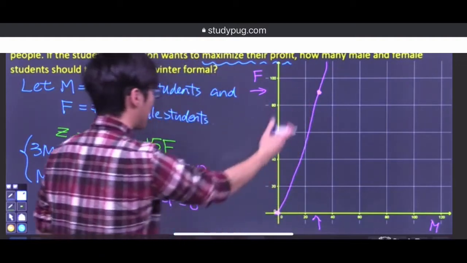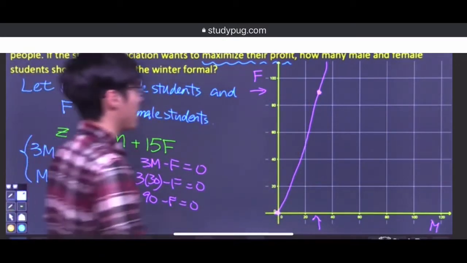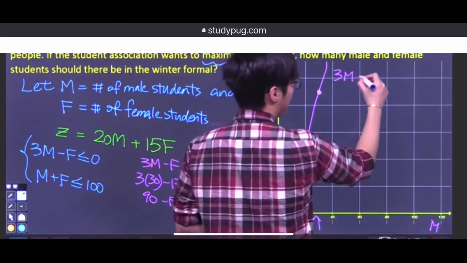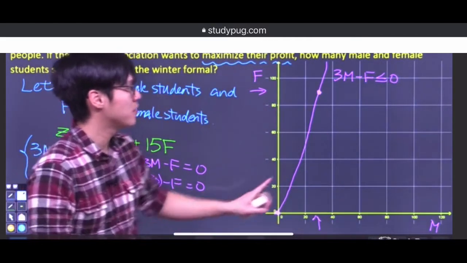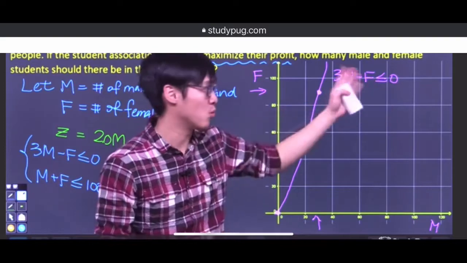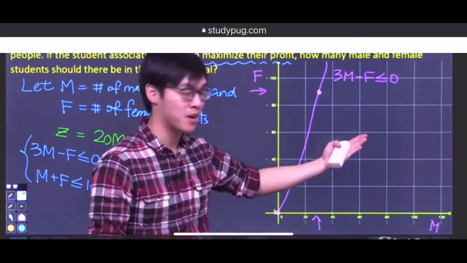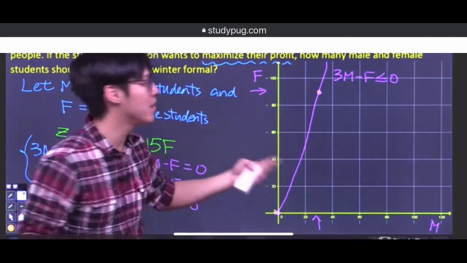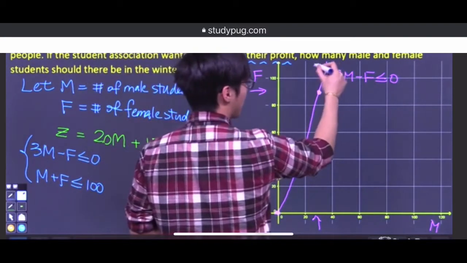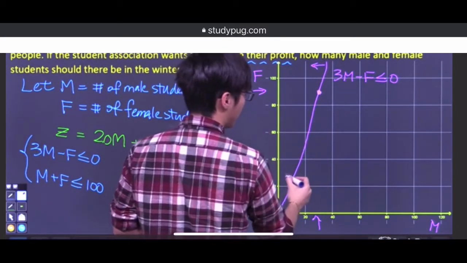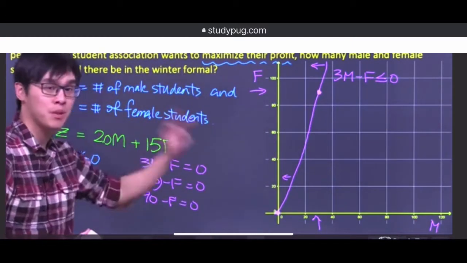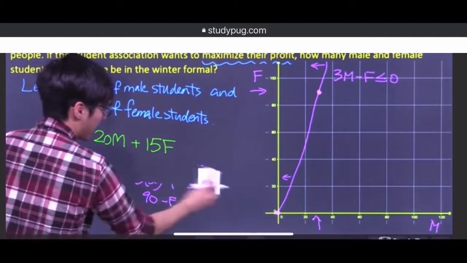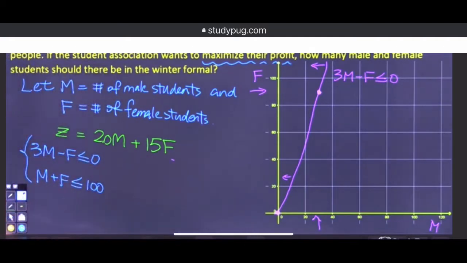So that is our straight line for 3m minus f less than or equal to 0. Now, here we have to figure out less than or equal to 0. Which side are we talking about? Now, if we try to plug in test values, we will know that it's talking about everything on this side, okay? Everything to this side. Now, we've done that before, so I'm not going to waste time plugging in test values for you. Okay, now moving on to the second constraint, m plus f less than or equal to 100.